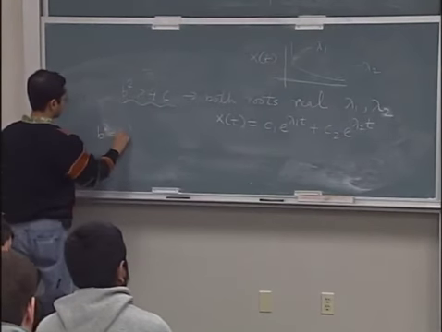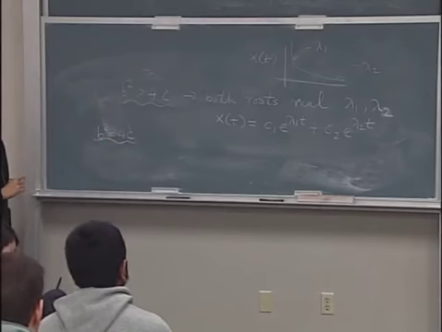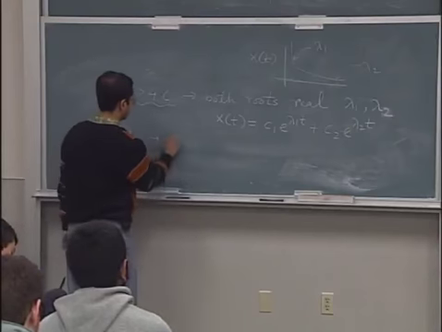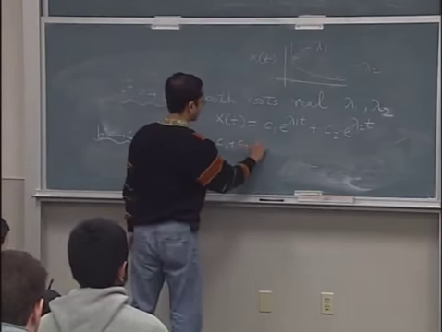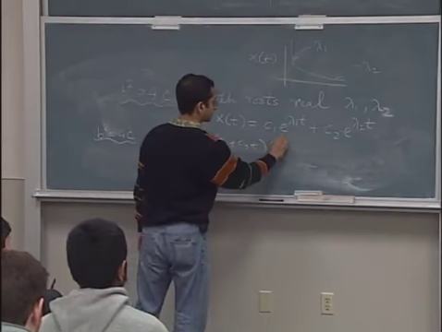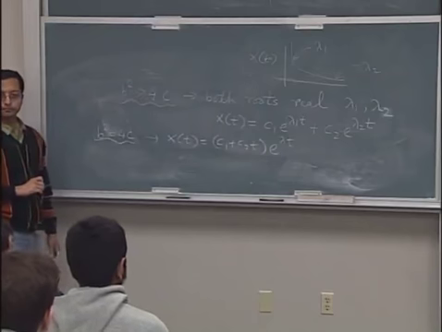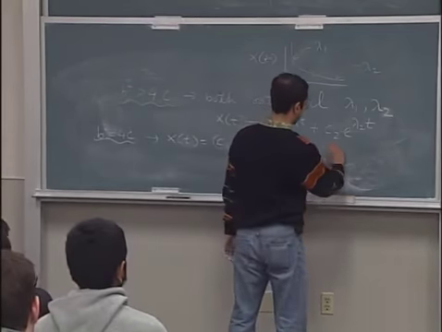Then you can have the situation b squared equals 4c, where both roots are equal. You have the repeated root case, and then your x(t) is (c1 plus c2 t) e to the power lambda t. Okay? If both roots are repeated. And now you have a solution like this.